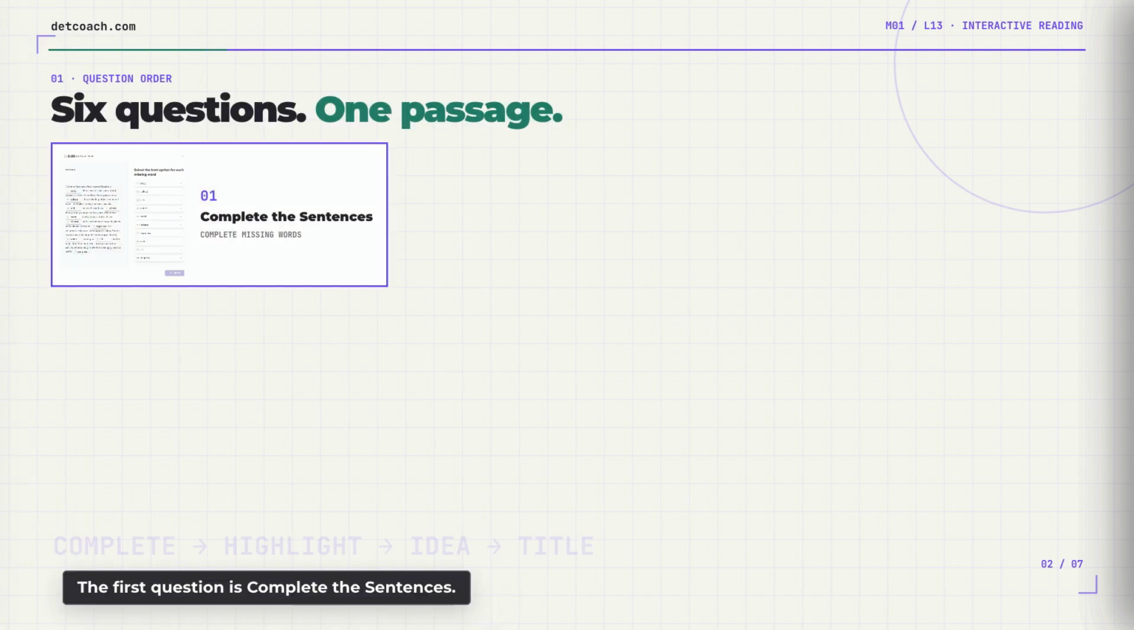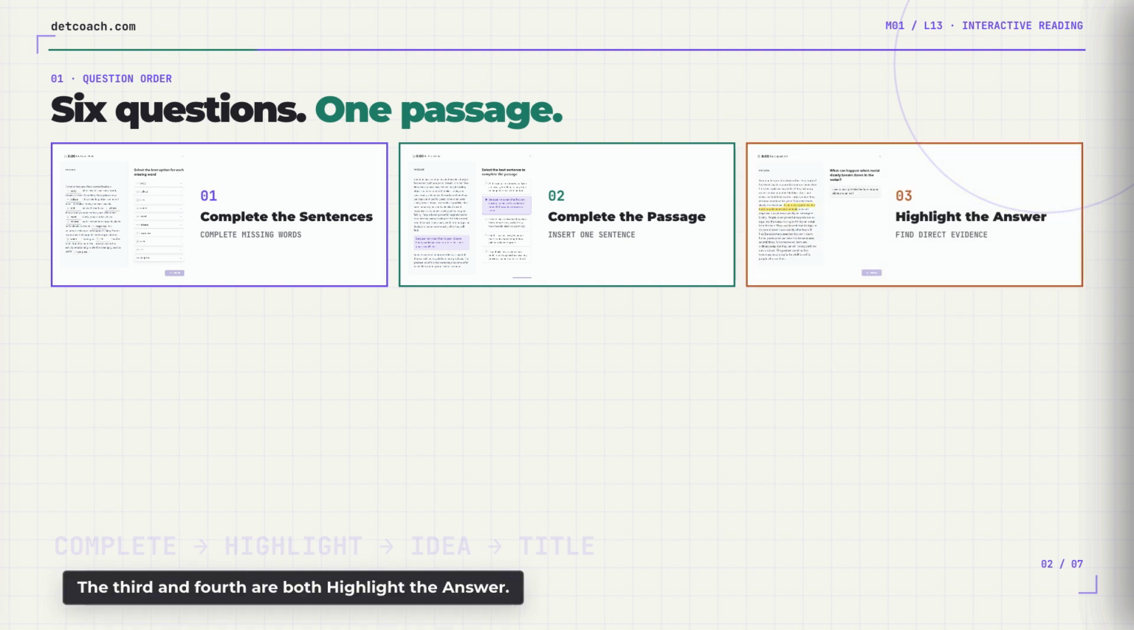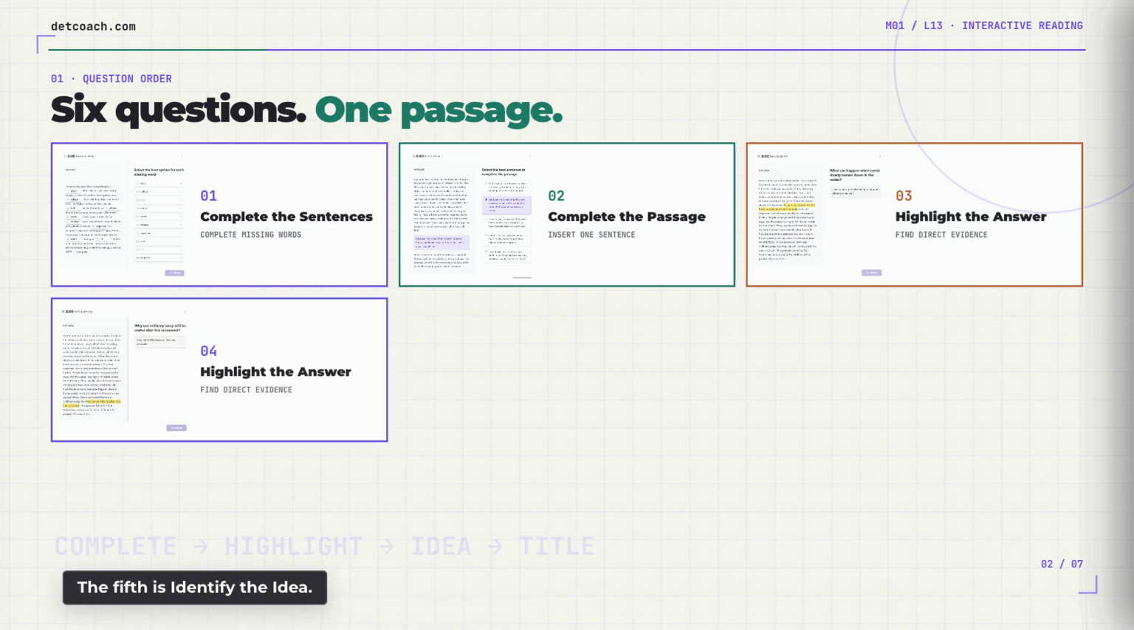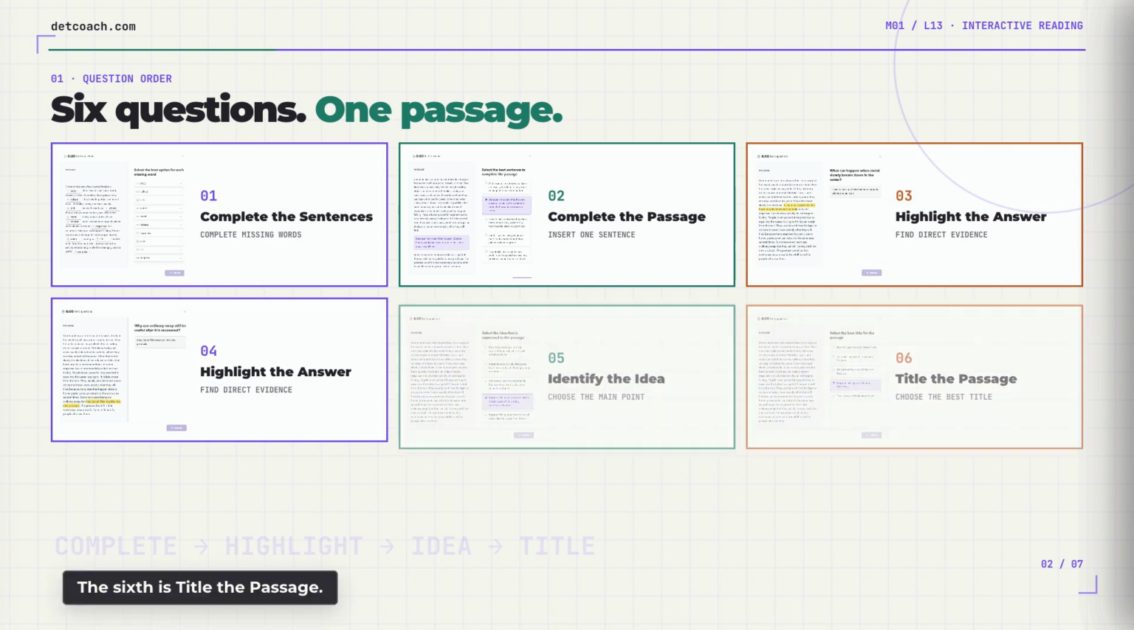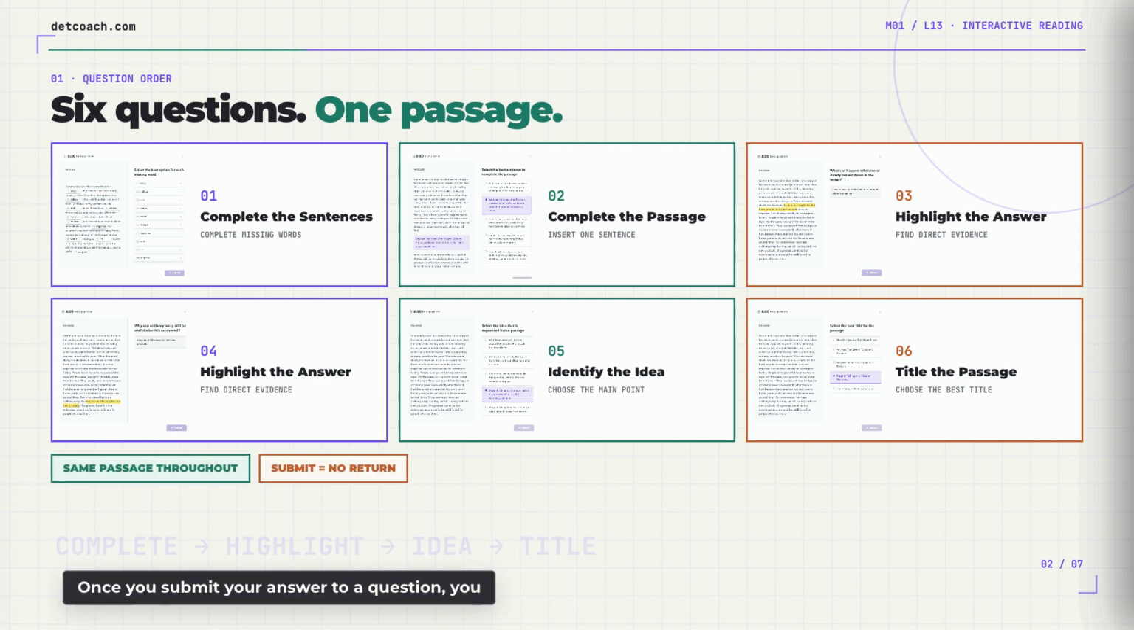The first question is complete the sentences. The second is complete the passage. The third and fourth are both highlight the answer. The fifth is identify the idea. The sixth is title the passage. All 6 questions use the same passage. Once you submit your answer to a question, you cannot return to it.